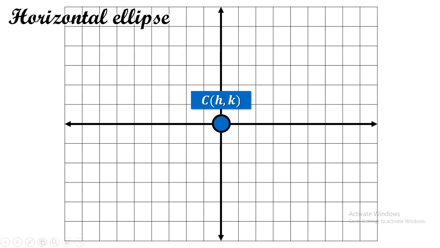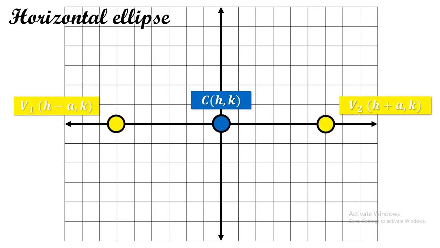And since this is a horizontal ellipse, in plotting the vertices, we are also going to move horizontally. That is to the left and to the right of the center. So to the left and to the right of the center, using A units, we are going to label them as V sub 1 and V sub 2.